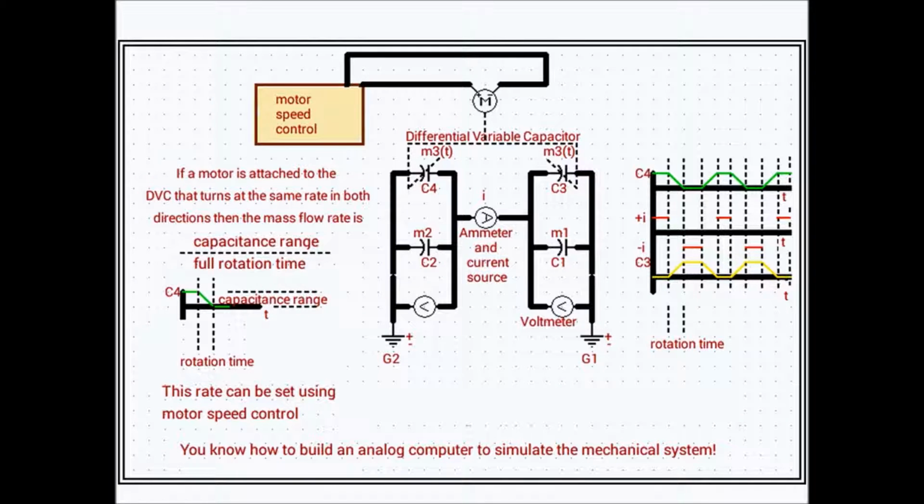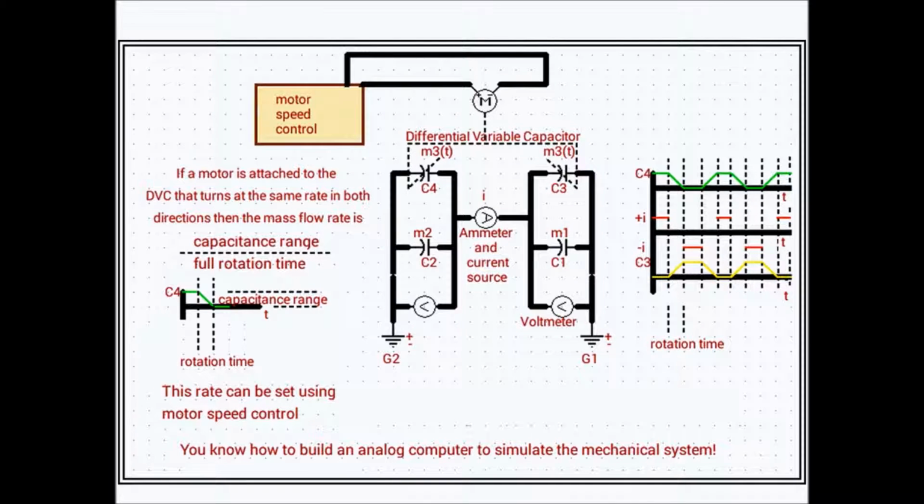Here we are at the final stage of developing our mechanical analog in electrical form. Notice now that we have added some components to the system, one being the motor. This motor is connected to the shaft of the differential variable capacitor, and its purpose is to rotate that shaft for us left and right.